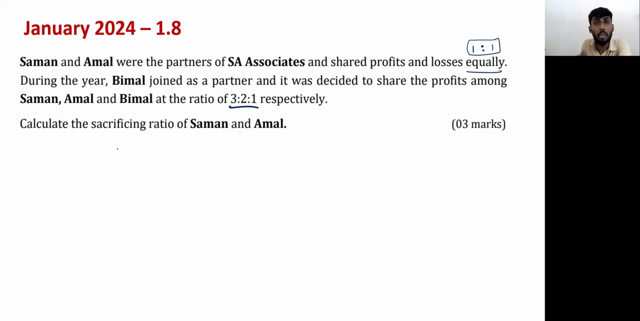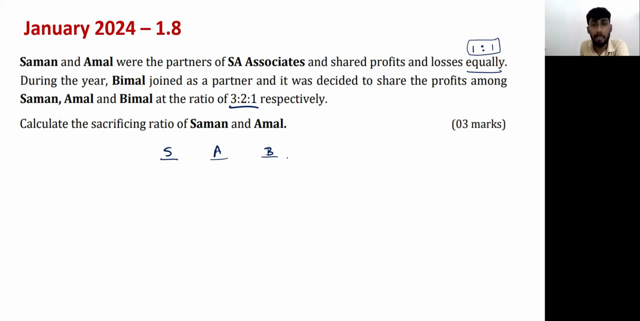How to do it? Now you know, to calculate the sacrificing ratio, we always deduct the low from the high. When a new partner arises, the earlier, old one is higher and the new one is lower. So, Saman, Amal, and Bimal.